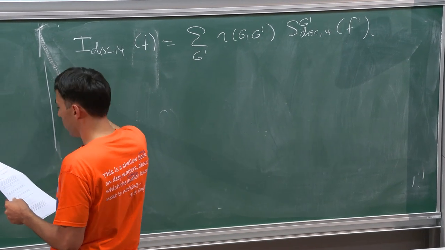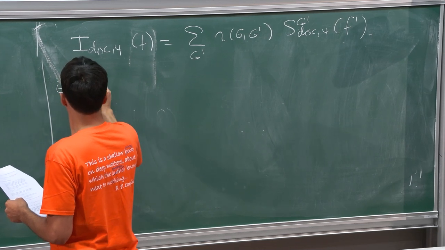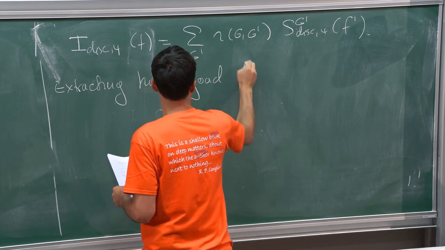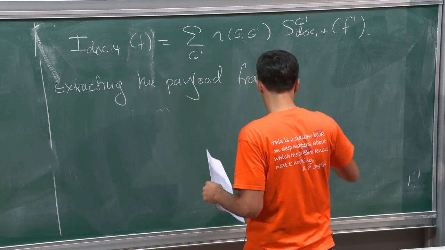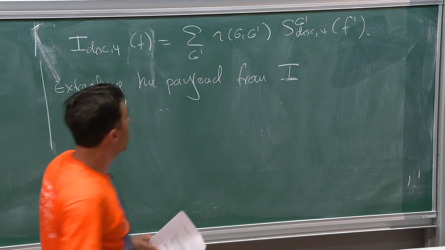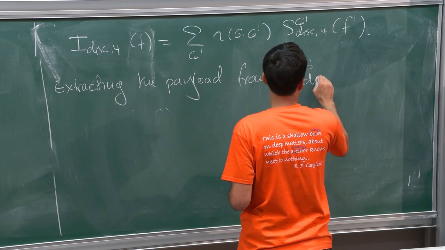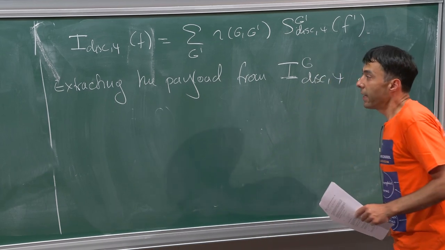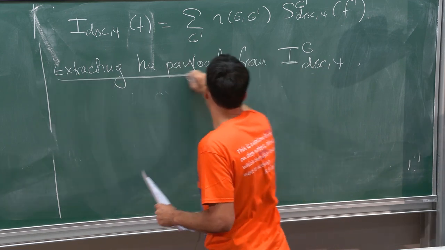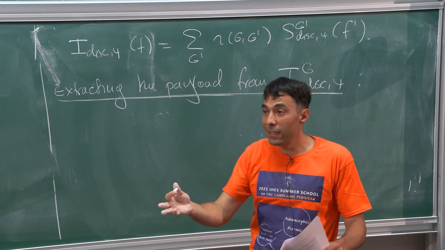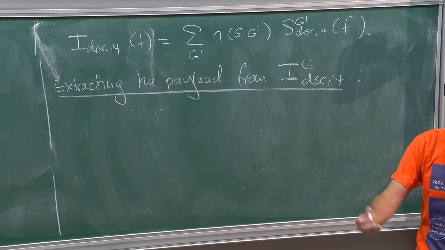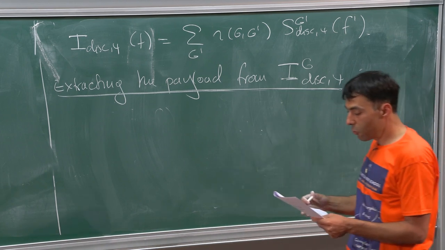So I want to call this extracting the payload from the discrete part of the trace formula. Remember, this has an M equals G part, which is the discrete spectrum you want, and parts for proper Levi subgroups. But now we're doing an inductive argument, which means that we have proved all the conjectures for the proper Levis, and we can take that information and plug it into this and see what this gives us.